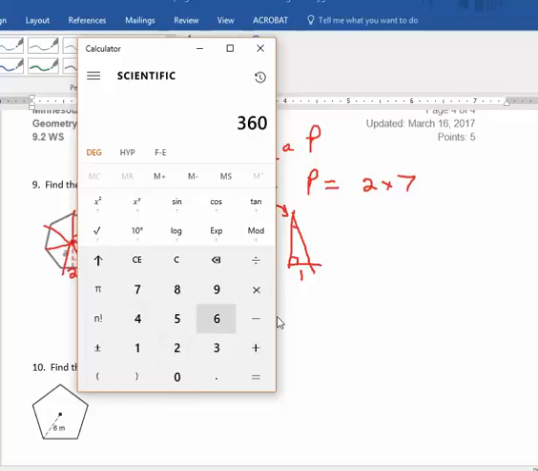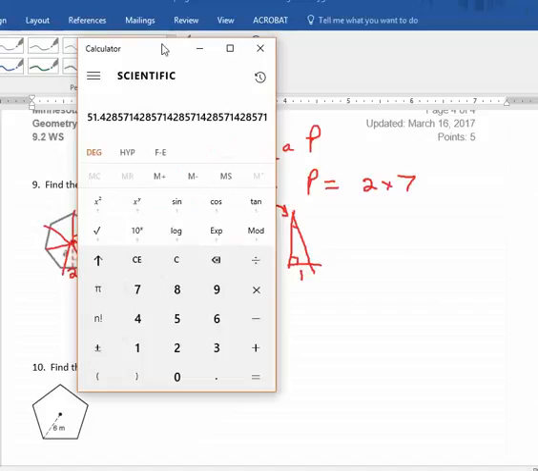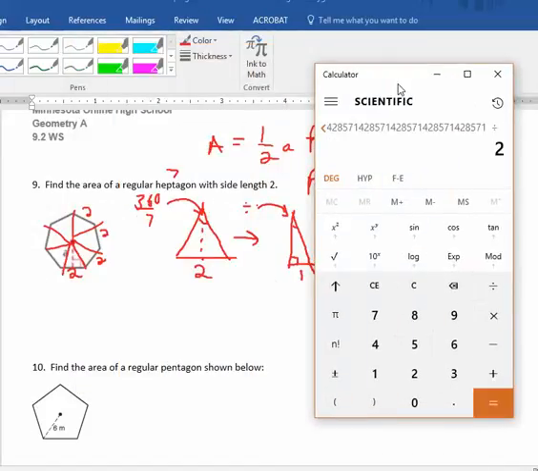360, you're going to get a decimal, divided by 7 is 51.42. And then I'm going to divide that by 2.